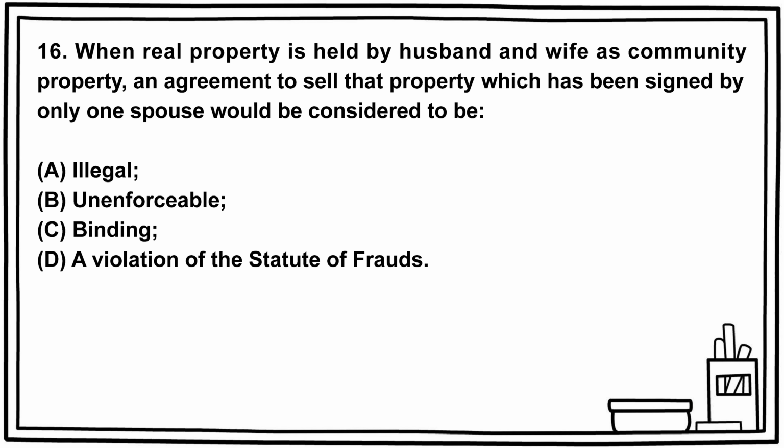16. When real property is held by husband and wife as community property, an agreement to sell that property which has been signed by only one spouse would be considered to be A. Illegal. B. Unenforceable. C. Binding. D. A violation of the statute of frauds.